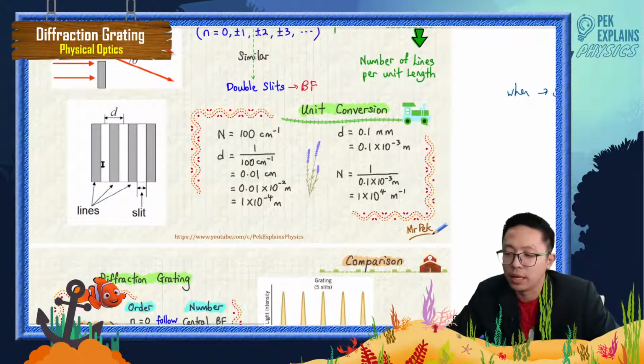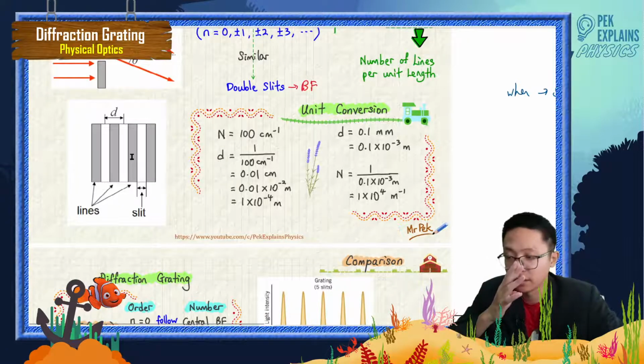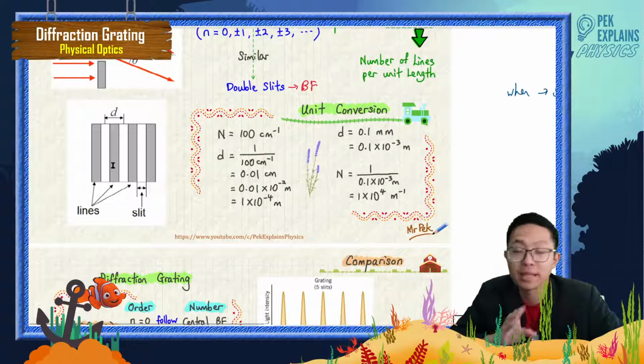You see, these are the slits. The white one is the opening, the slits, and d is the separation between the slits. The black one is the line that you see on the slit. The line actually is not the slit. The line is actually separating the slits.